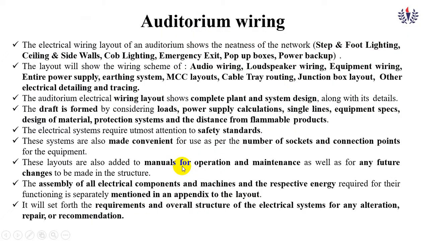So generally in an auditorium, these are the main points. The electrical wiring layout should be neat. So there should be flood lighting and lighting at the walls and the ceiling, and cove lighting, emergency exit, pop-up boxes, power backup. So this should be there. The layout should have the audio wiring, loudspeaker wiring, equipment wiring, earthing system, MCC layout, cable tray routing, junction box, and other electrical detailing and tracing.